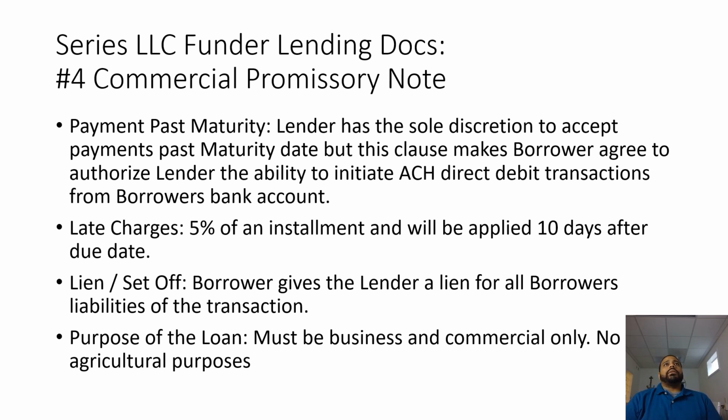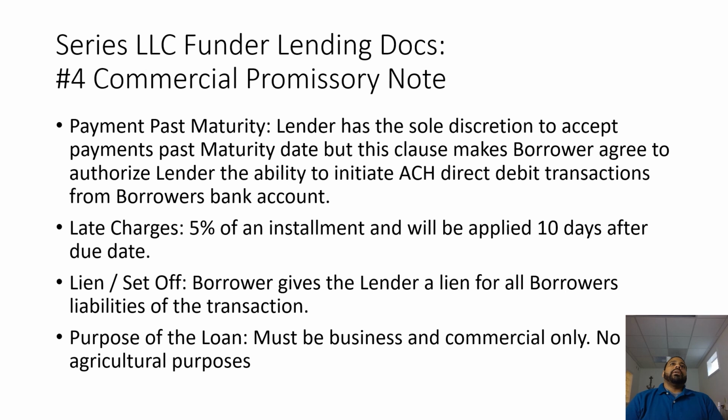Okay, here are some additional clauses within the promissory note. The payment past maturity clause certifies that the lender has the sole discretion to accept payments that are past due, past the maturity date, meaning past the date when this loan should have been paid off. But this clause makes the borrower authorize the lender to initiate an ACH direct debit transaction from the borrower's account. So if the borrower fails to repay the loan at the maturity date, the lender is authorized to direct debit transactions out of the borrower's bank account until the loan is paid off.